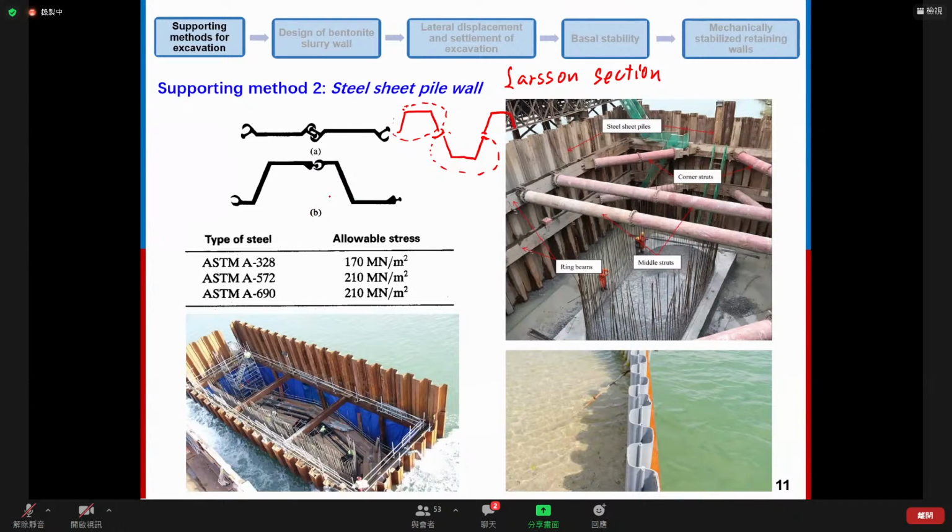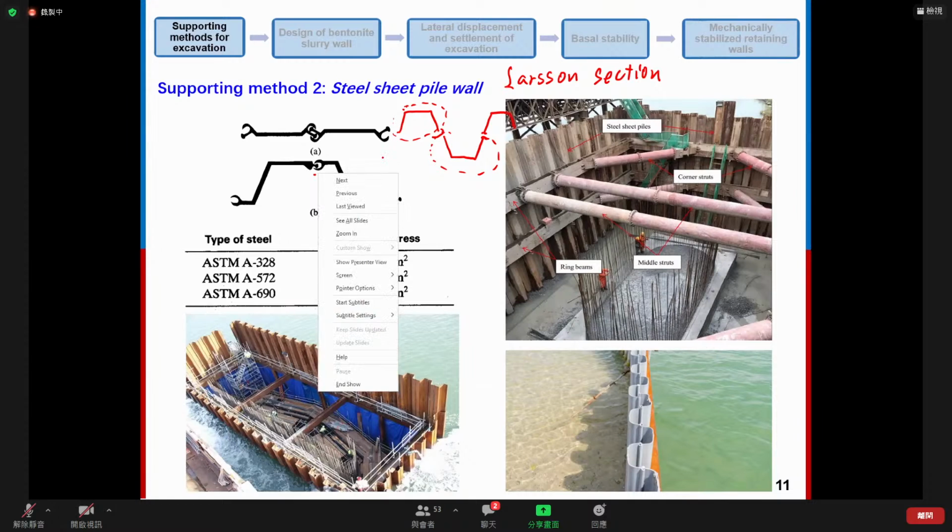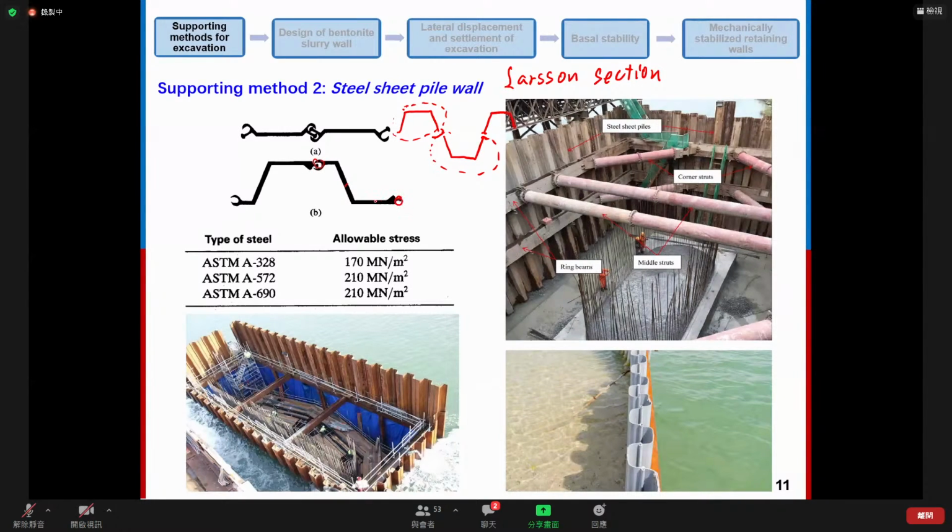And the second section type, we can see the connection location is different. The first one, the connection location is at this area, but the second one, the connection is at here or here. So this one, we call it Frodingham section. This is called Frodingham section.